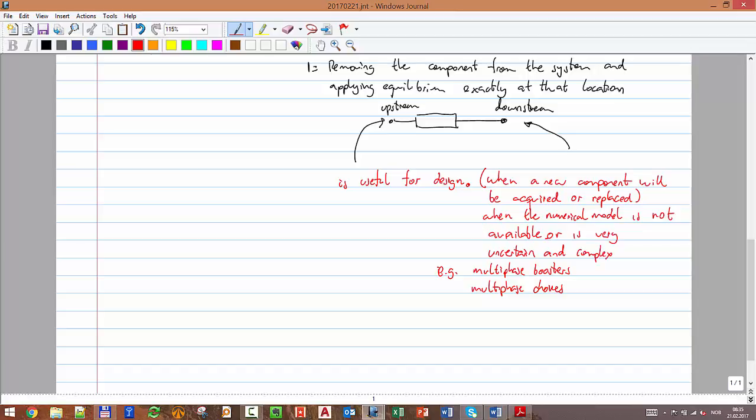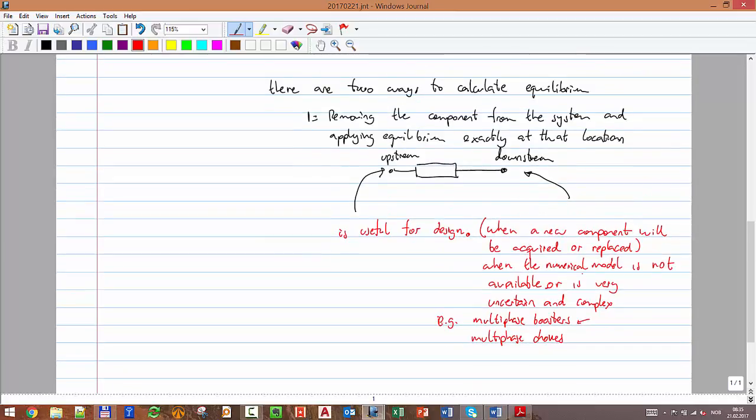So in those occasions, I'm just trying to evaluate what will be the gain of having, for example, a multiphase booster. We can use this simplified analysis. We can just remove the component and see the rate that we want and what delta P we need to bridge it.